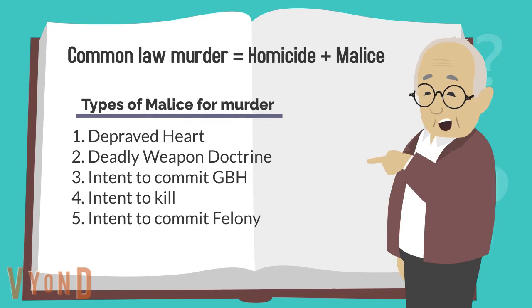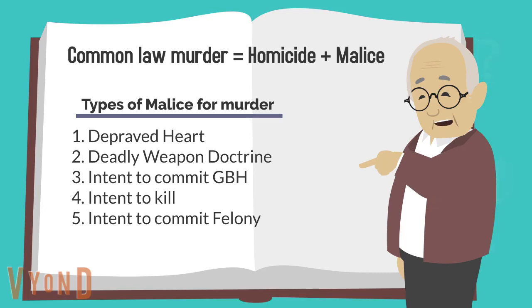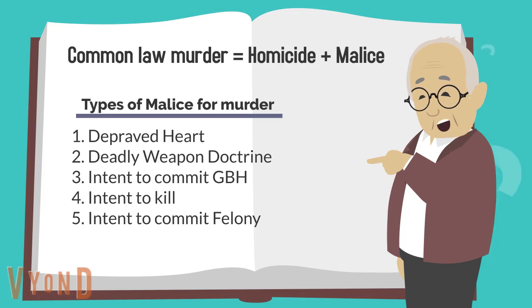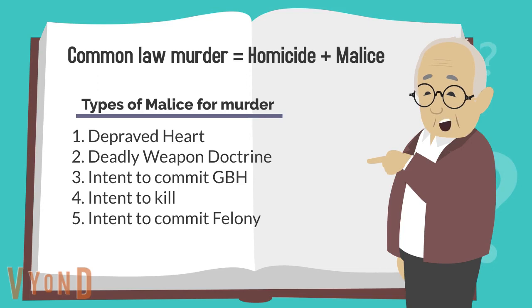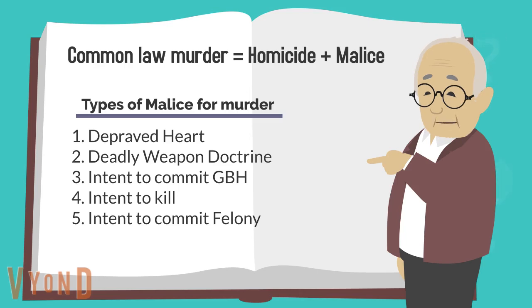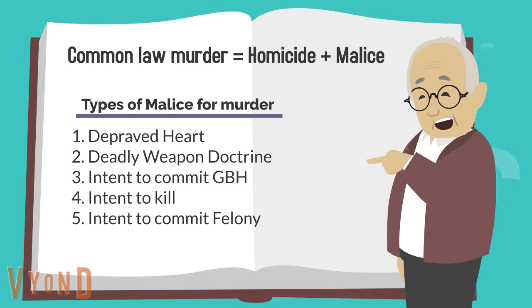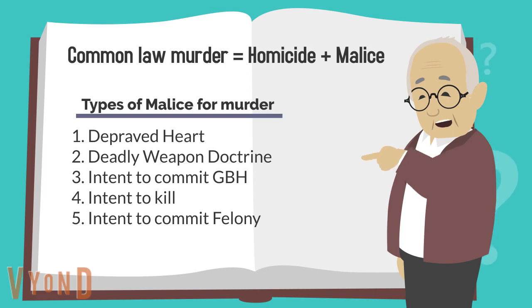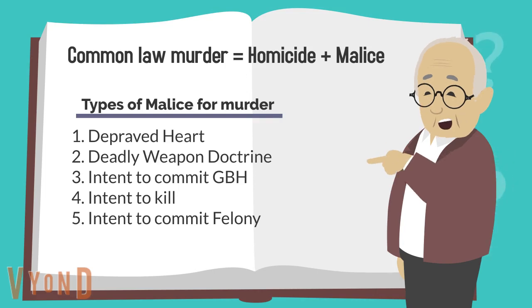Common law murder is a homicide committed with malice aforethought. Homicide is the physical act and malice is the guilty mind which must occur at the same time. There are 5 ways you can show malice. 1. Wanton reckless disregard for human life, which is sometimes called a depraved heart. 2. Implementation of the deadly weapon doctrine. 3. Intent to commit great bodily harm. 4. Intent to kill. 5. Intent to commit a felony, but if a death occurs, even accidentally, the felony murder rule may be enacted.